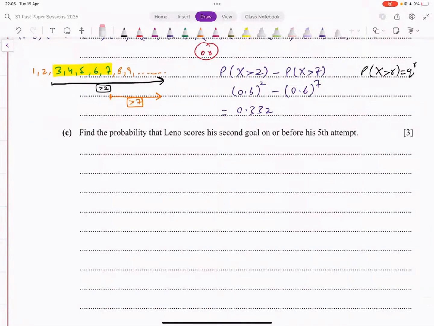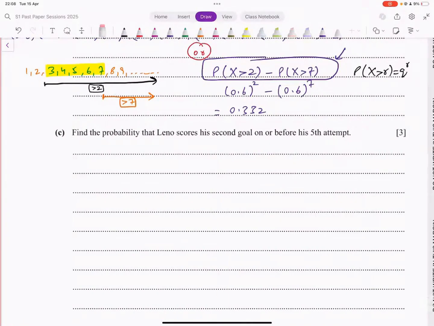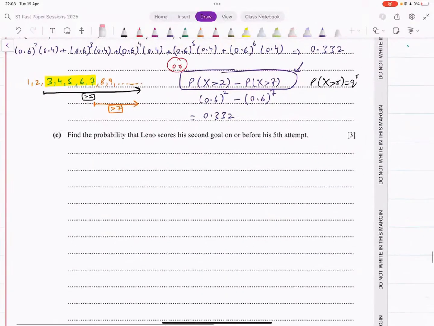Is that okay? Find the probability that Dana scores his second goal on or before his 5th attempt. Again, we have done this question multiple times before, similar questions. Second goal should be scored on or before his 5th attempt. So let's write down the attempts. Let's say you've got the 1st attempt, the 2nd attempt, the 3rd attempt, the 4th attempt, and the 5th attempt.